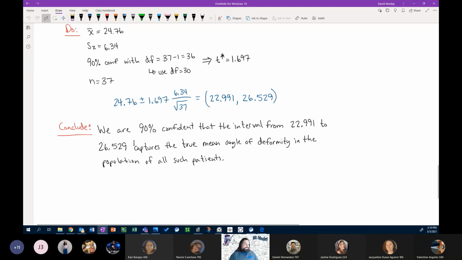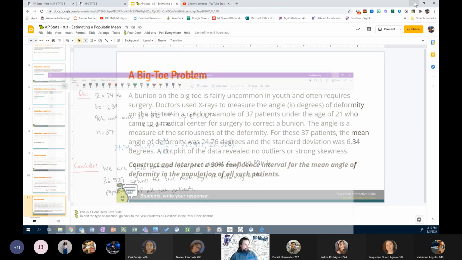Okay, and so the trick here to make sure you get the right context is you just fill in the blanks of a sentence frame. We are 90% confident, fill in 90%, that the interval from, fill in your two numbers, this to this, and give the units, captures the true mean, and then we refer back to the original question.